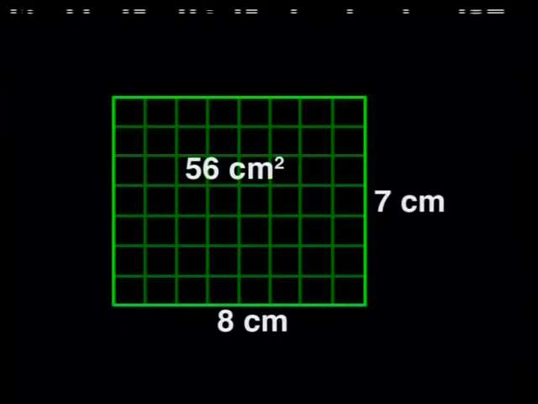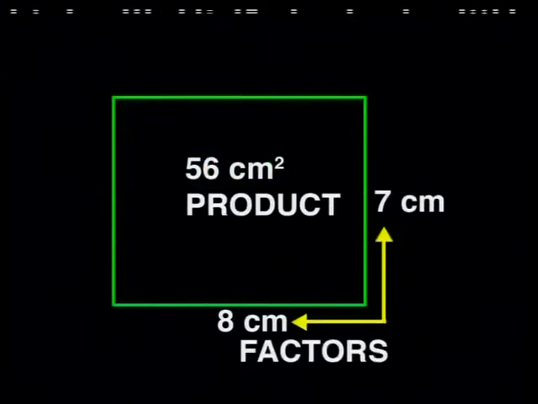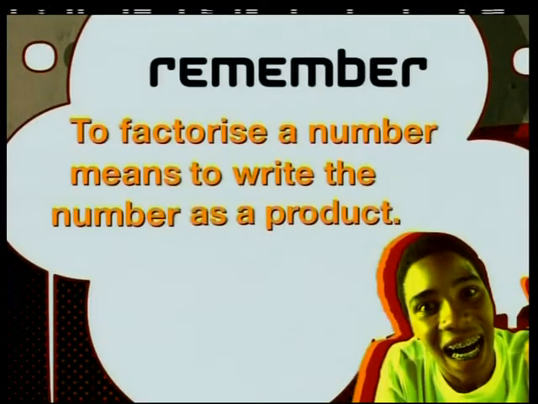If we illustrate this in a diagram, you can see that the area of a rectangle with dimensions 8 centimeters and 7 centimeters is 56 centimeters squared. The length and the breadth of the rectangle represent the factors, and the area of the rectangle represents the product. So if I said to you factorize 56, your answer would be 7 times 8. So in writing 56 as a product of its factors, you have factorized it. Remember this, to factorize a number means to write the number as a product.